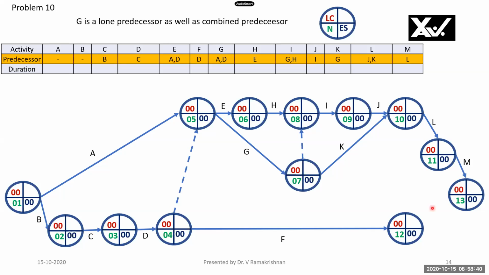I've drawn it here, and this is dangling. F is dangling here. F has no successor anywhere. Therefore, I have to combine this to complete the project network diagram. Go through this activity diagram as well as the precedence rules here.